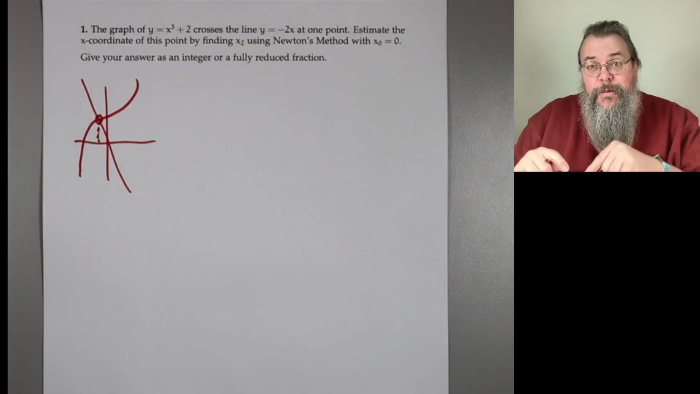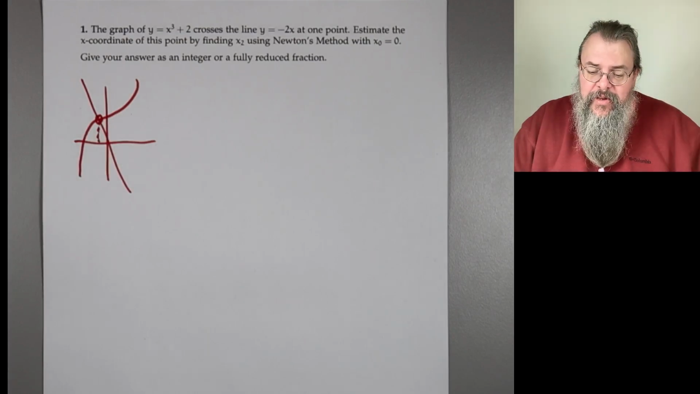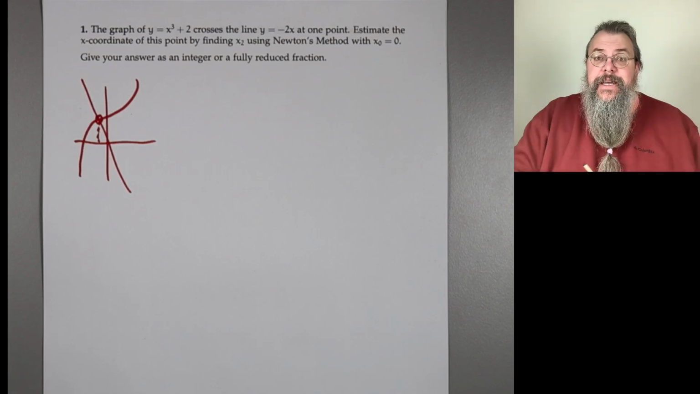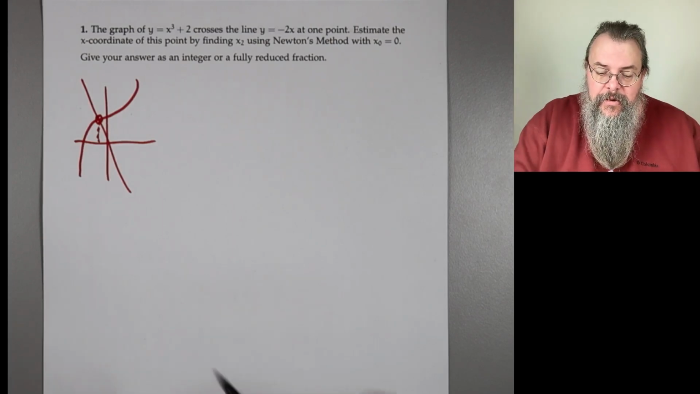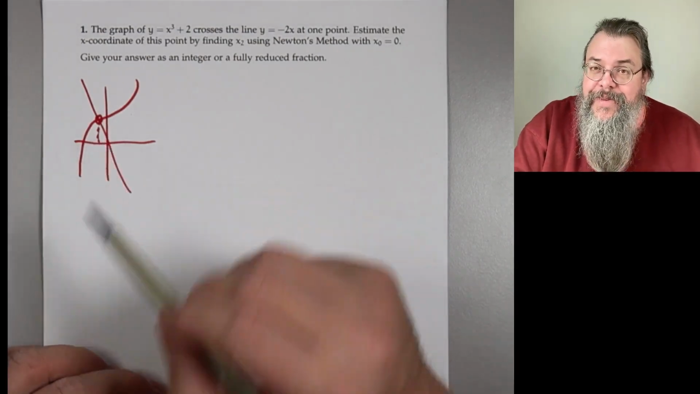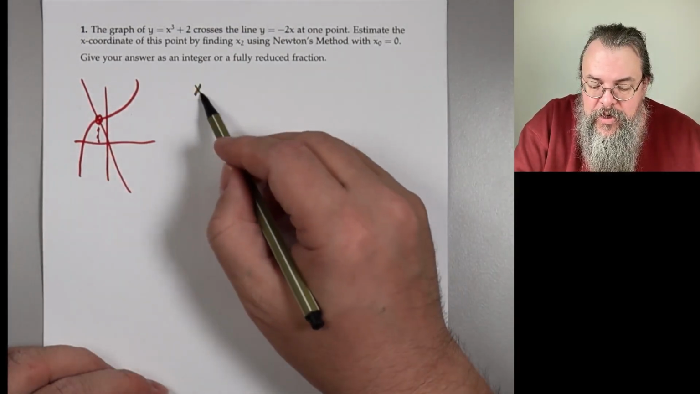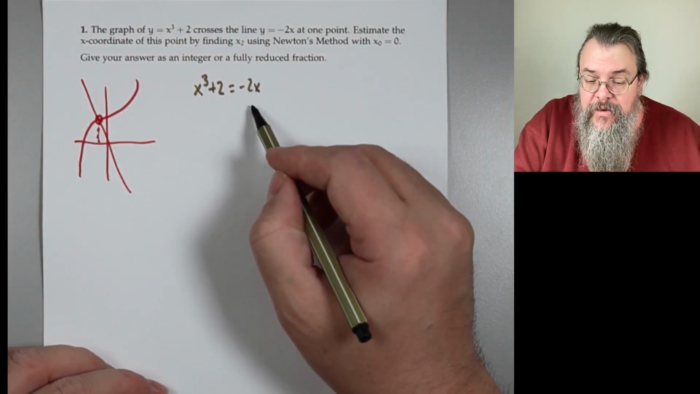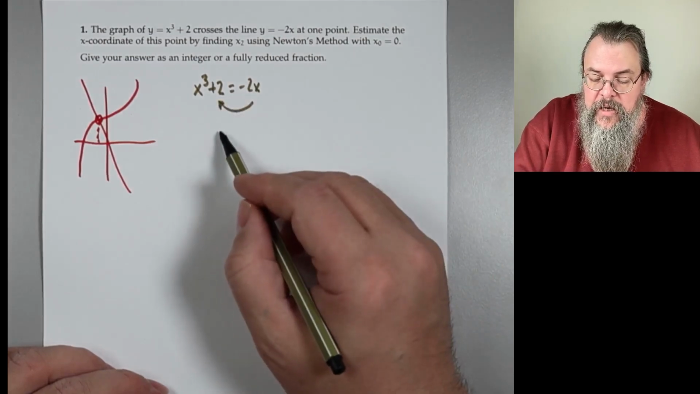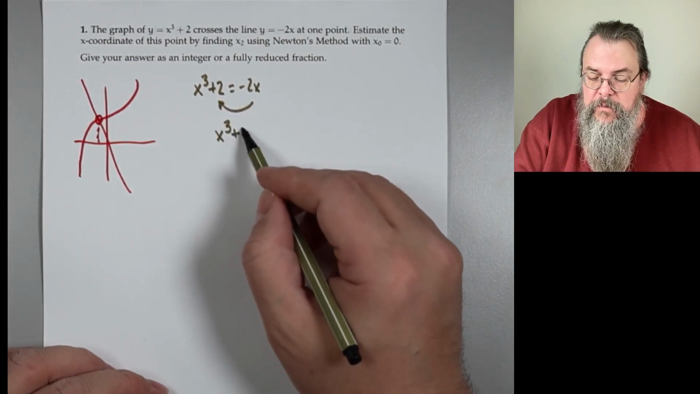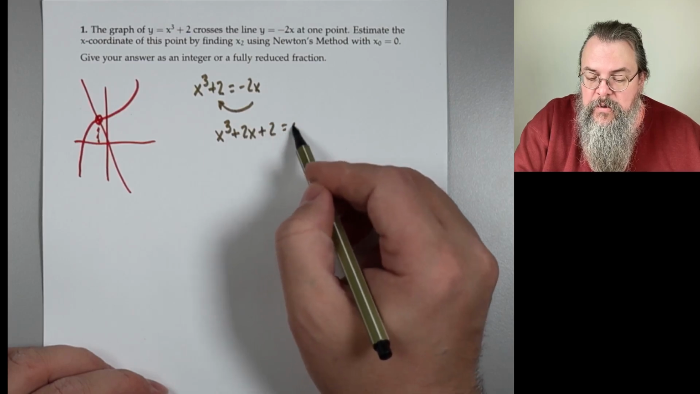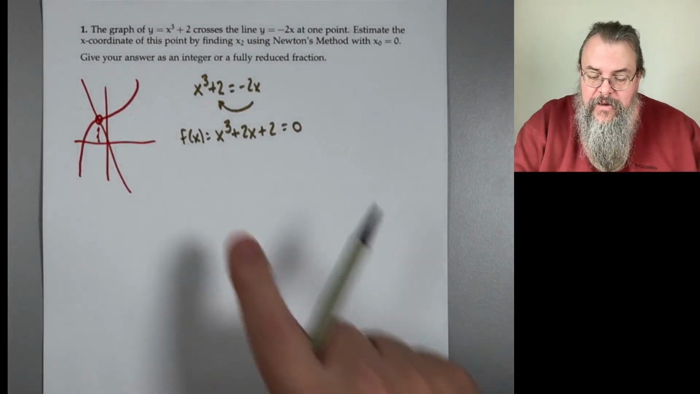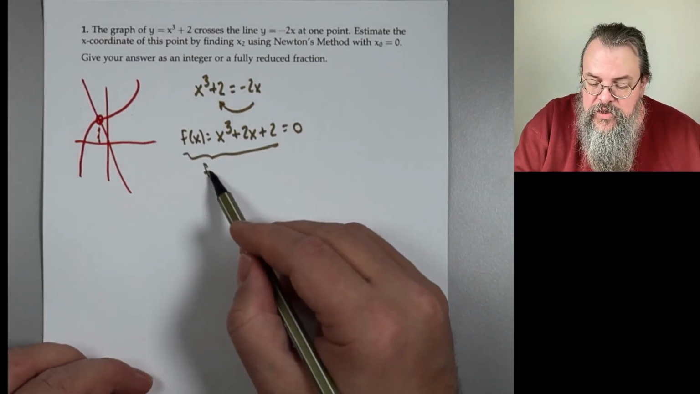Now, we're not actually finding that point, we're estimating that point, because Newton's method is all about estimation. And in particular, what is Newton's method really about? It's about finding roots. Now you might say, well, wait, that's not a root, that's an intersection. Okay, good. So what are we really doing? Well, we want when does x cubed plus 2 equal minus 2x? So we're going to turn this into a root problem by moving everything to one side and saying we want x cubed plus 2x plus 2 equals 0, and we're going to call this function f of x. All right, so that's our goal. Find the root of this function.